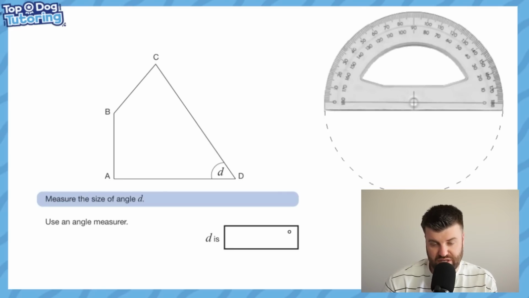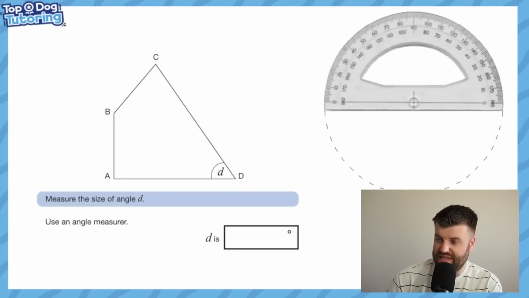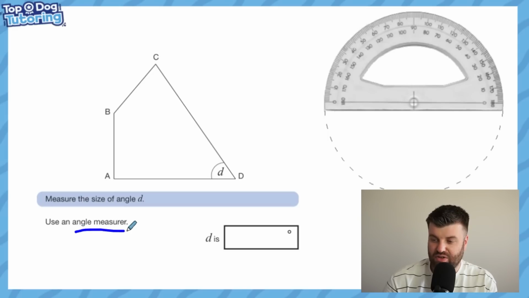You also will get questions that require you to use a protractor. And this here is a protractor. It's called an angle measurer. In the SATs, you may see it written like that. It wants you to use an angle measurer. So I want to measure the angle D. Here's how you use a protractor.